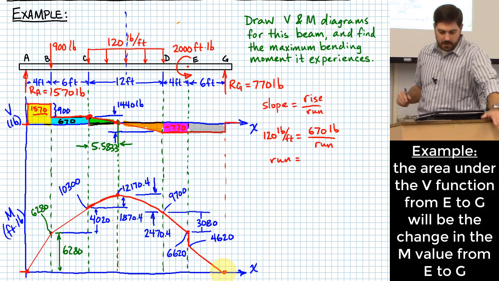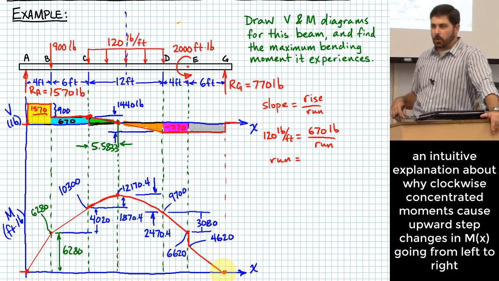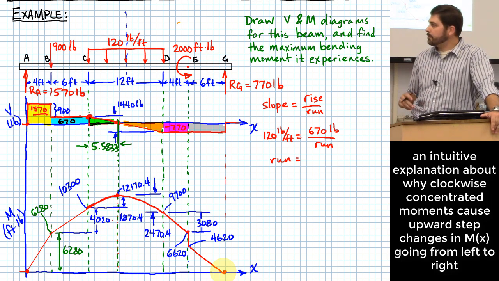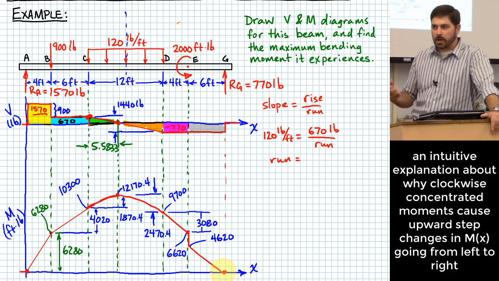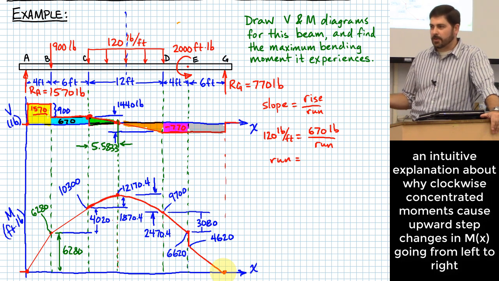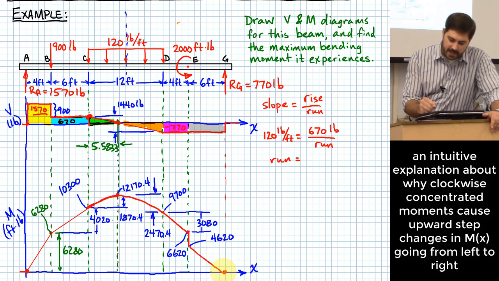Now, one last thing to touch on. Give me just 1 minute here, I'll show you something. It causes a lot of people grief to think that a clockwise moment causes a positive step change on these diagrams, and a counterclockwise moment causes a negative step change. Because everyone's like, counterclockwise, it's always positive. Let me show you why this is the case.